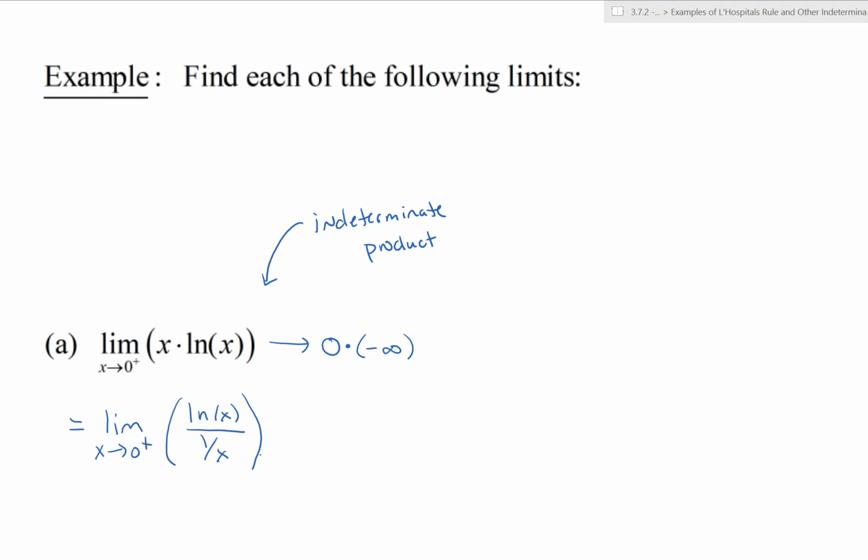How is this helpful? Well, notice as x goes to 0 from the right, natural log of x still goes to negative infinity, but now 1 over x goes to infinity. So by dividing by the reciprocal of x here and taking the same limit, we now have an indeterminate form in which we can apply L'Hospital's rule. And that's really a general strategy when dealing with indeterminate products.